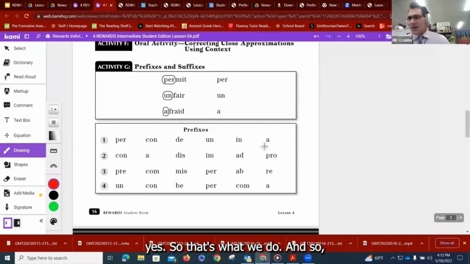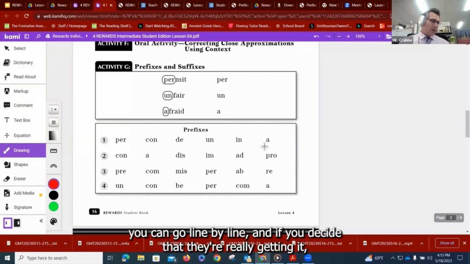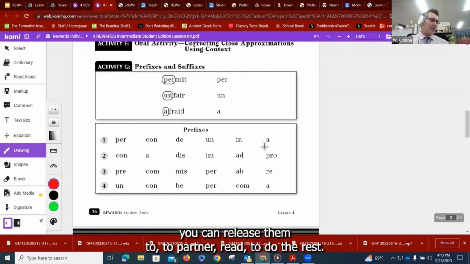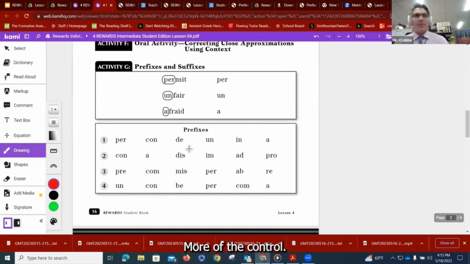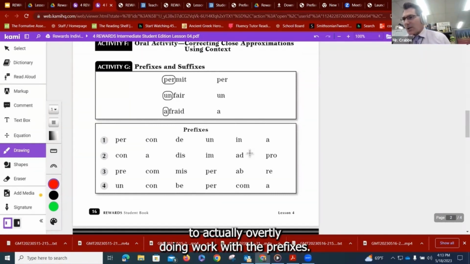And so then you can go line by line, and if you decide that they're really getting it, you can release them to partner read to do the rest, but you can also do it more if you need more of the control, right? And then we move on to actually overtly doing work with the prefixes.